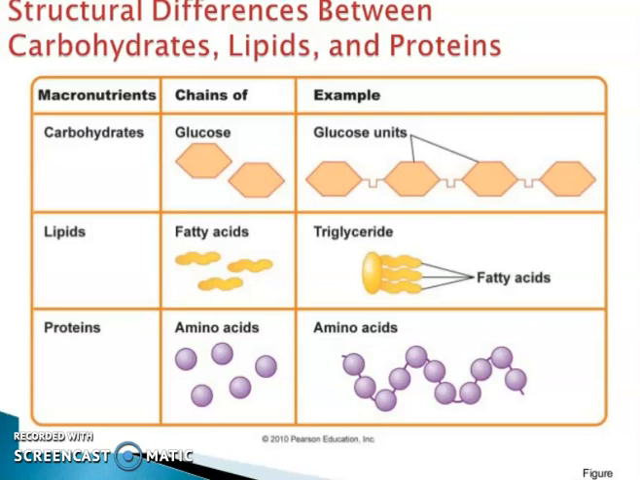So, we will focus on the structural difference between carbohydrate, lipids and protein. You know the macronutrients: carbohydrate, lipids and proteins. They are chains of glucose, fatty acid, amino acids. For example, glucose units, triglycerides and amino acids.